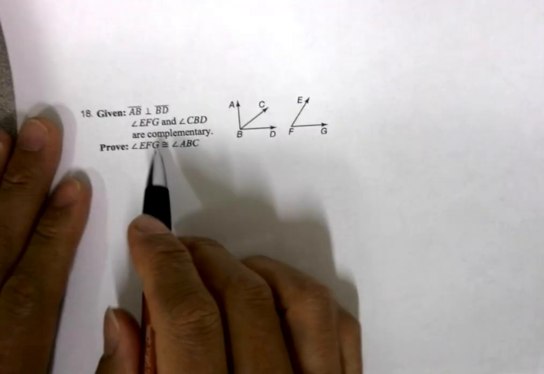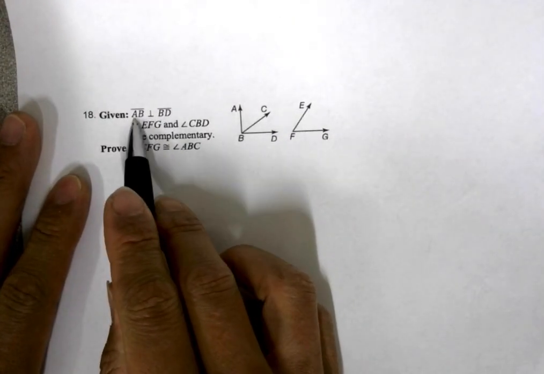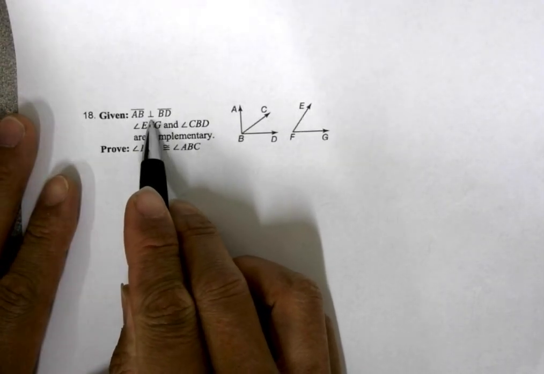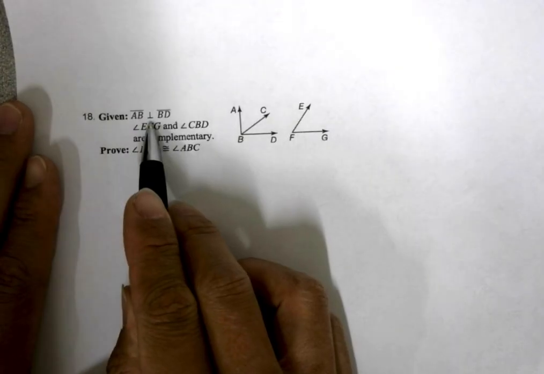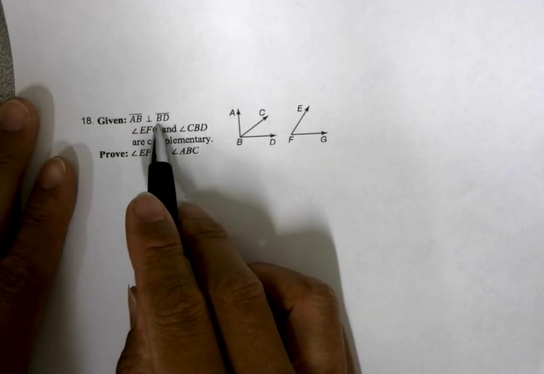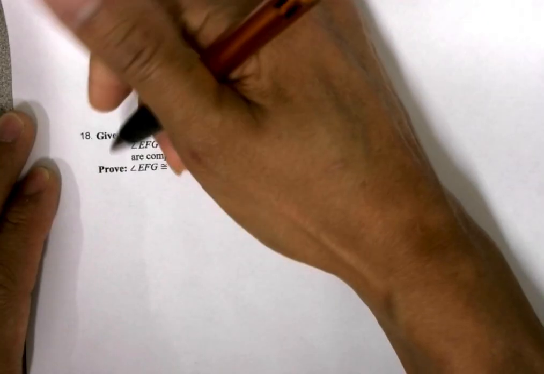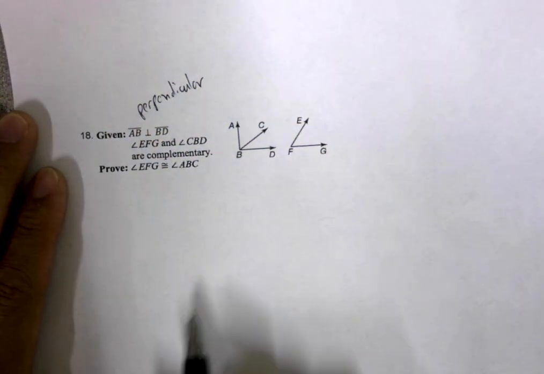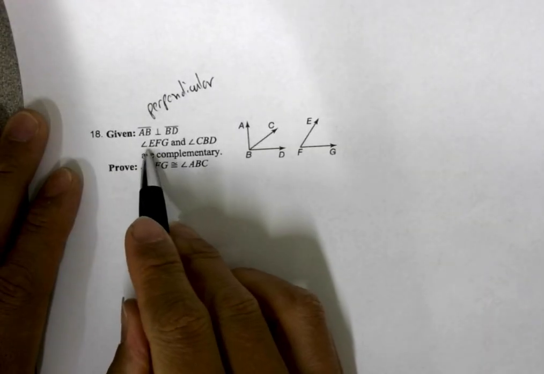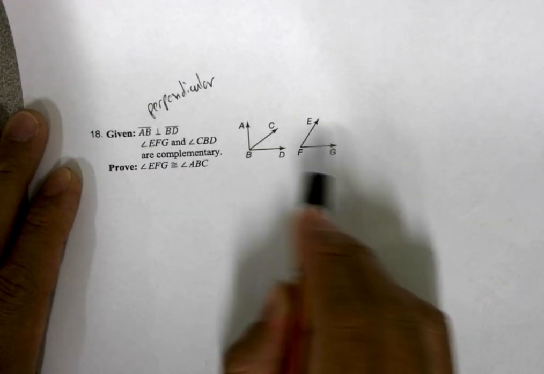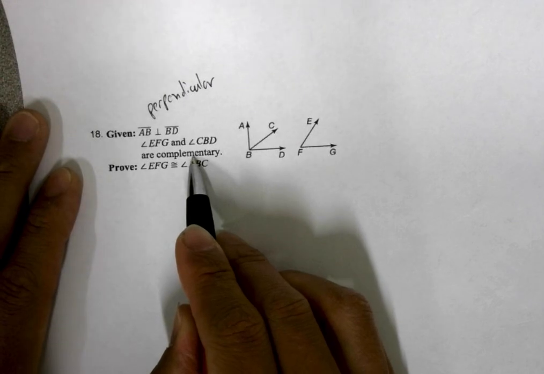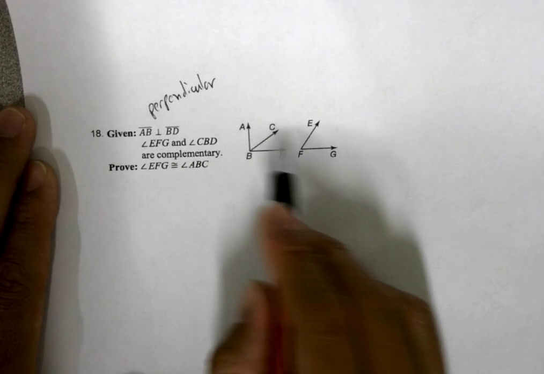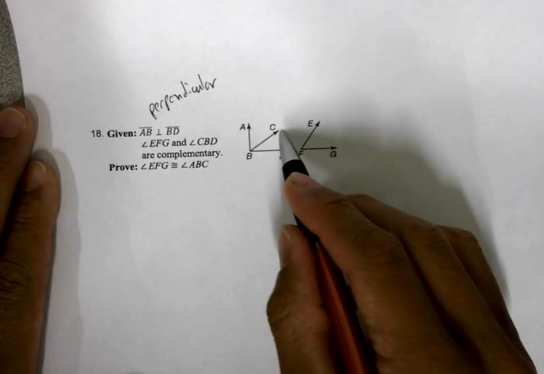Alright, so we have in this problem given AB is perpendicular to BD. You have to know that that sign there means perpendicular. Rarely seen, but if you do not know that that means perpendicular, this problem is impossible. Okay, so this means perpendicular. And we're also given that EFG and CBD are complementary. We need to prove that EFG is congruent to ABC.